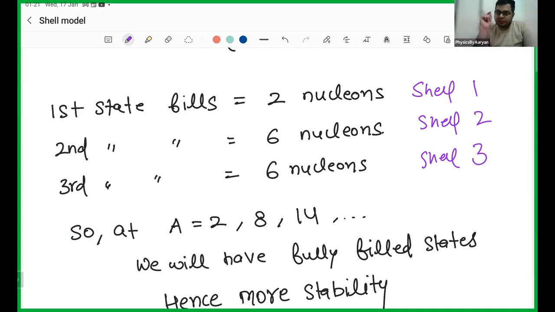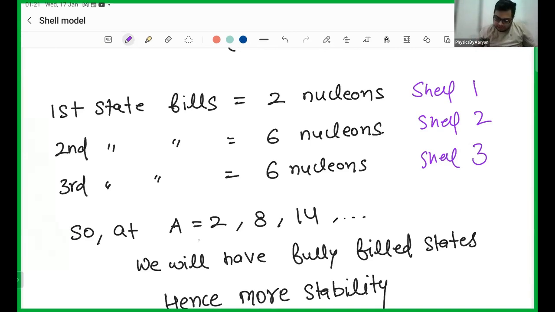Okay. So when will a shell be filled for the first time? The shell will be filled when there are two nucleons. In that case, the first shell will be filled. When will all the shells be fully filled the second time? That will happen at 8, because if you have 8 nucleons, you will have 2 in the first shell and 6 in another shell. So both the first two shells will be completely filled.